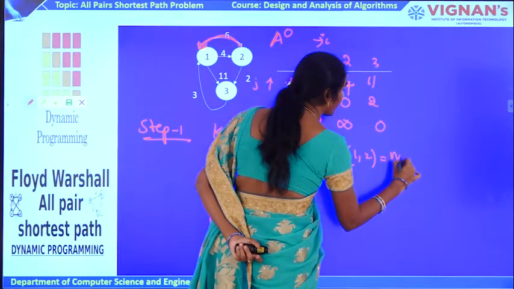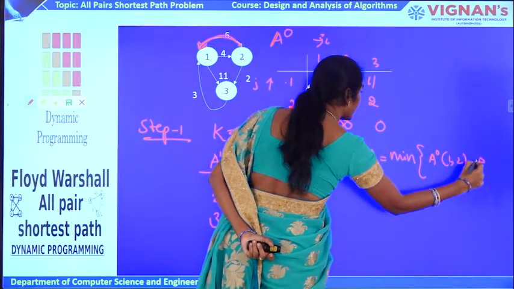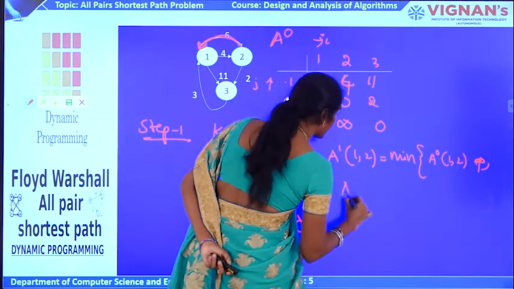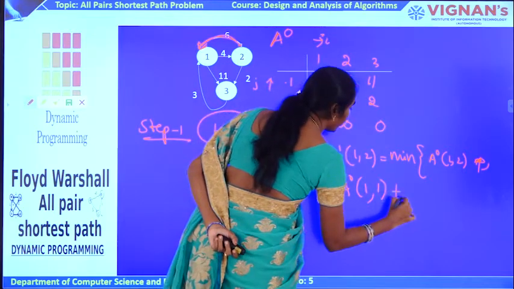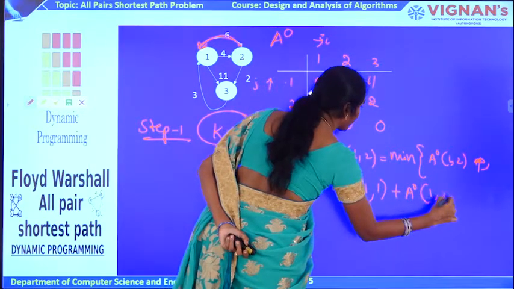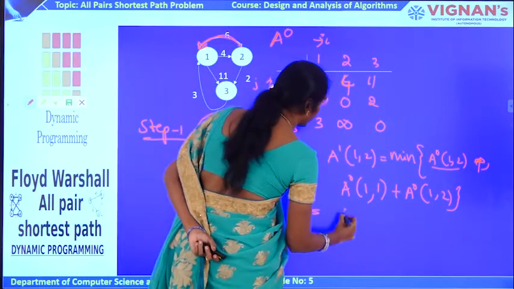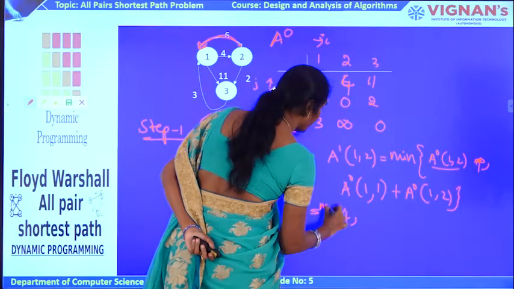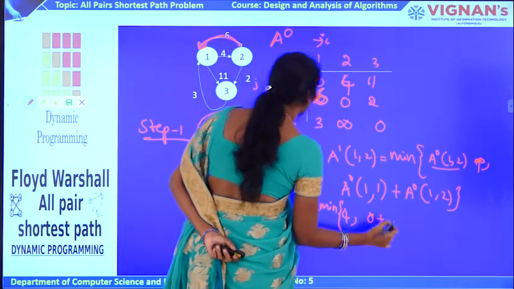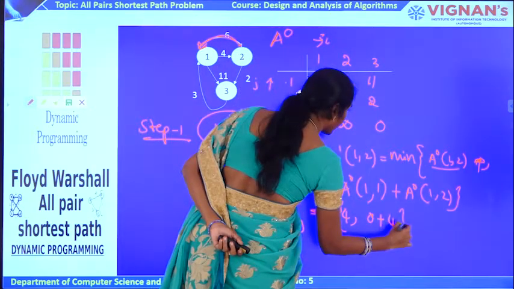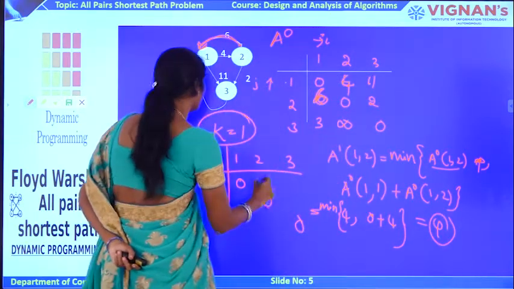So now I have to find out A1 of 1 comma 2, which will be equivalent to minimum of A0 of 1 comma 2, or else A0 of 1 comma 1 plus A0 of 1 comma 2, since the intermediate vertex is 1. A0 of 1 comma 2 is 4 directly, so minimum of 4 comma (A0 of 1 comma 1, which is 0, plus A0 of 1 comma 2, which is 4). So here I will be having 4 comma 4. Which one is the minimum? 4 is the minimum. So finally this value will be 4.